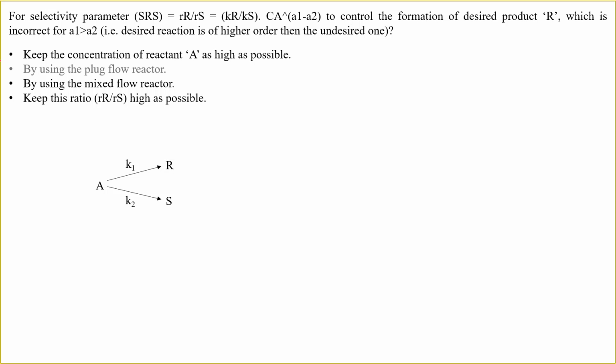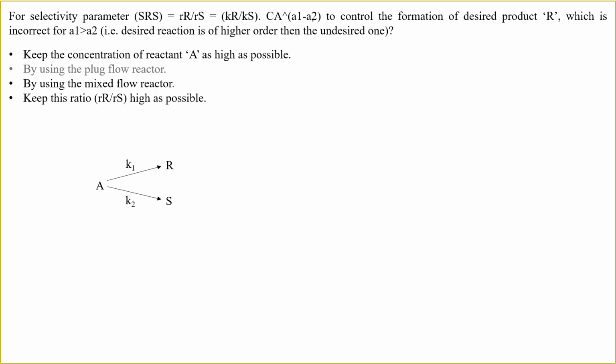For selectivity parameter S, S_RS is equal to rate of R divided by rate of S, which is equal to KR by KS multiplied by CA to the power A1 minus A2, to control the formation of desired product R. Which is incorrect for A1 greater than A2? So we have been given four options and it is asking us which one is the incorrect one. So we have the desired reaction of higher order than the undesired one.